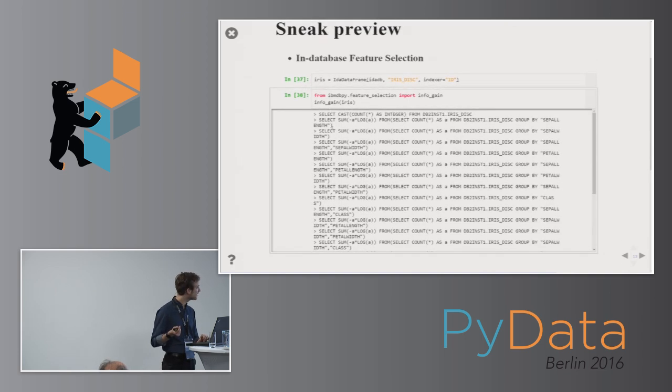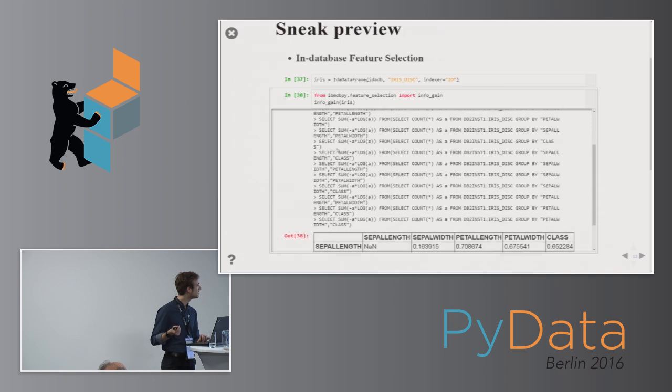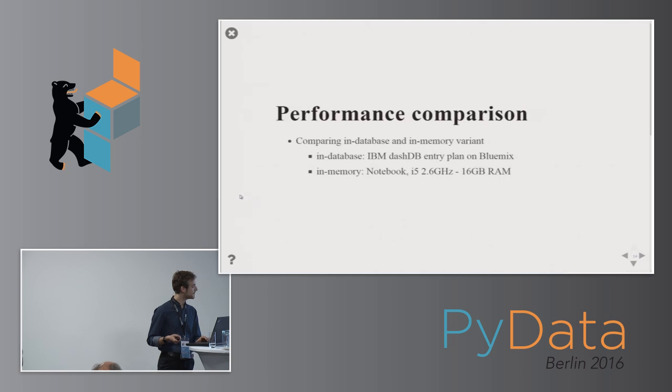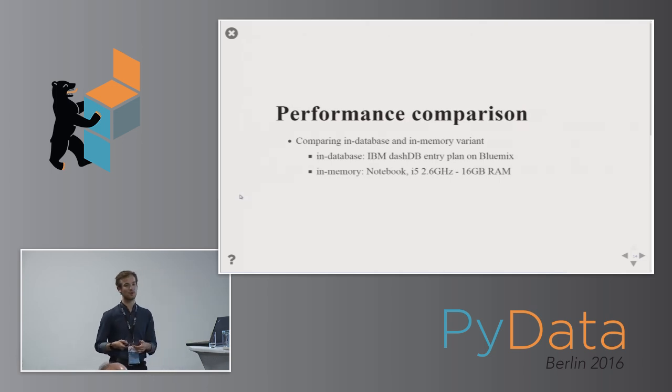So here, basically, you can see all those SQL requests that were just generated to compute various entropy measures that we use to compute the information gain. And now I want to give you a small performance comparison of how it would have been if I wanted to do those kinds of things directly on this computer, in my notebook, and if I was doing it on the other side with IBM dashDB entry plan on BlueMix.